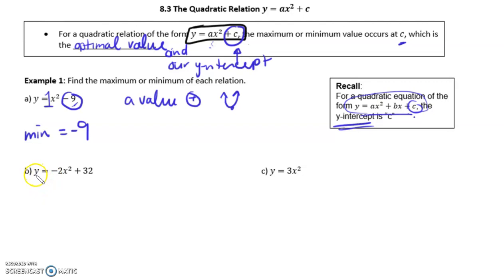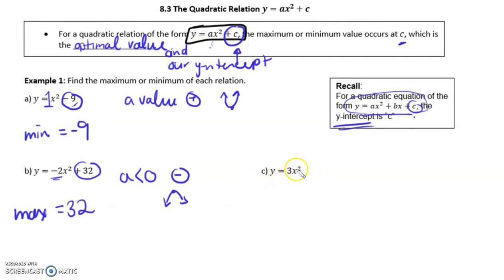Okay, for b, y equals -2x squared plus 32. So 32 is going to be our max or our min value. Our a value is less than 0, so it's negative. So this is going to be opening down, and we're going to have a max. So our max here is 32.